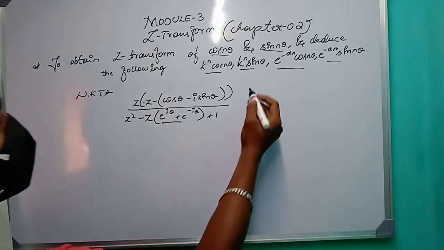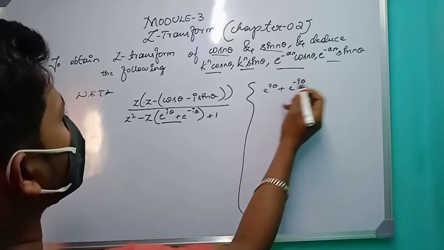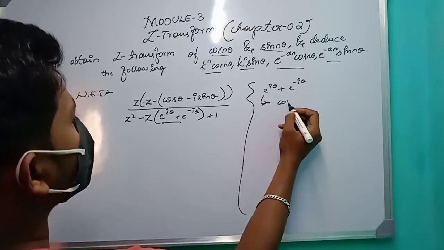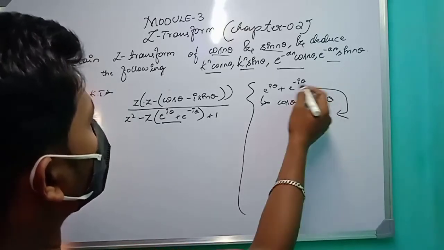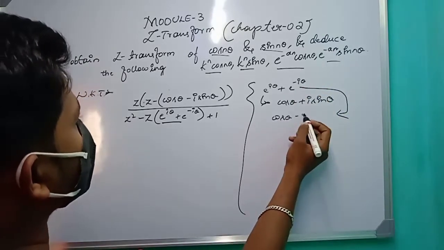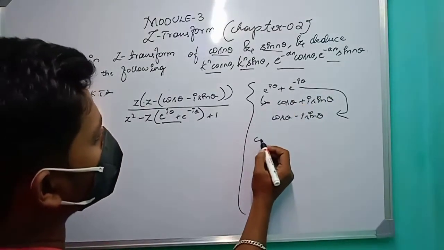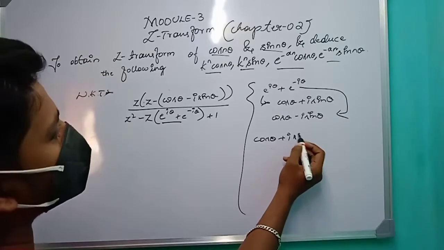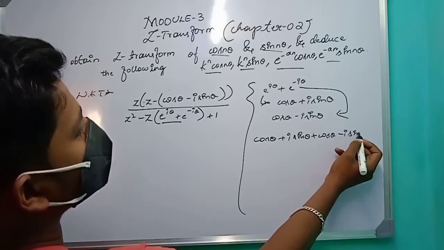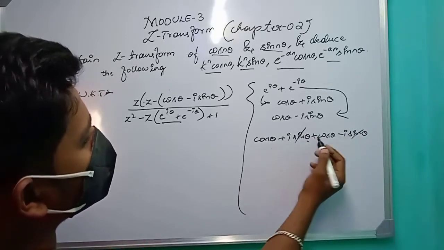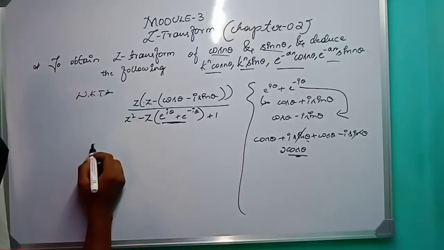Now here we can see e power I theta plus e power minus I theta. So what is e power I theta? It's nothing but cos theta plus I sin theta. In the same way, what is e power minus I theta? It's nothing but cos theta minus I sin theta. So when I add these two, the I sin theta terms get cancelled, and we get 2 cos theta. So in place of this, I will write 2 cos theta.